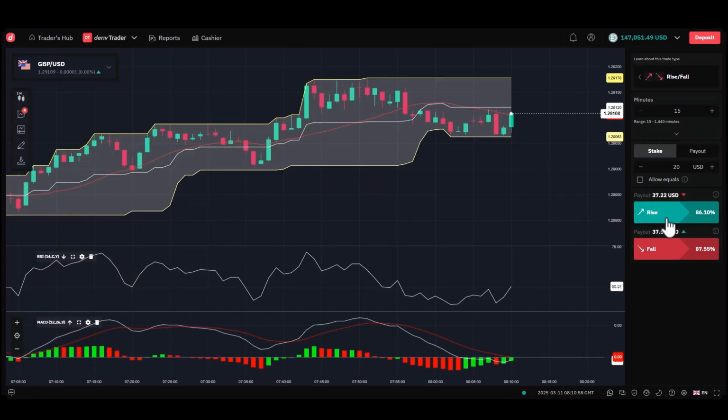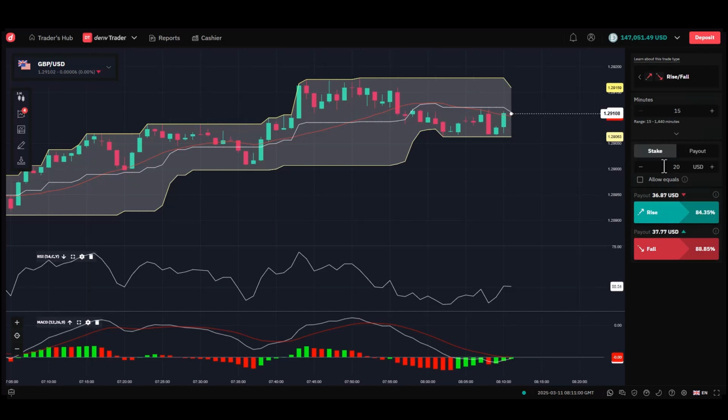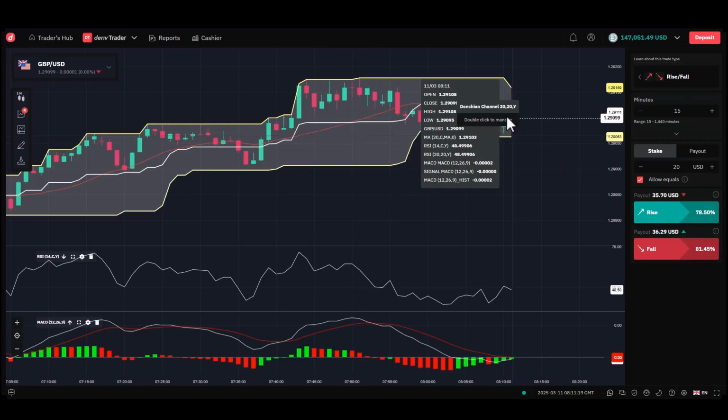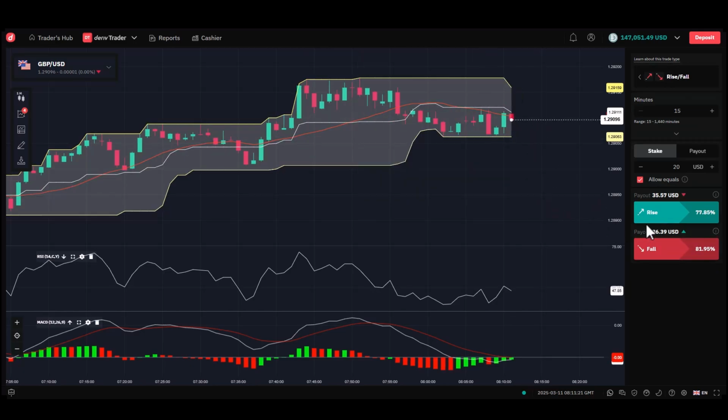And we're going to go with the rise trade. Now let me show you something else. Obviously we'll stay with the $20 USD as well. You see this equals. If you click on equals, watch what happens to the odds. They're going to come down slightly. So you see rise is now 77, fall is 82. And what it means is if the price roughly stays the same, we're still going to get paid out.